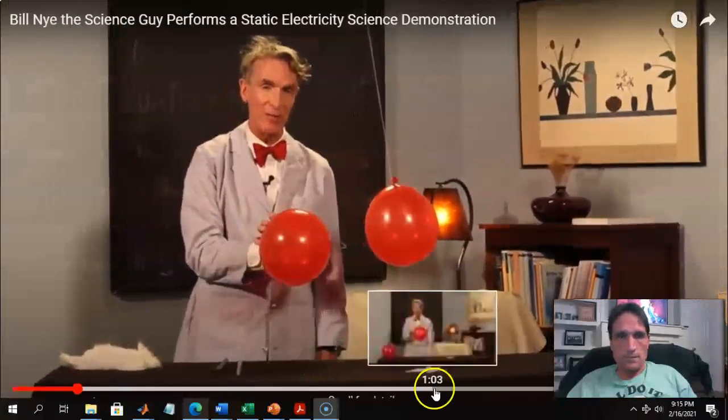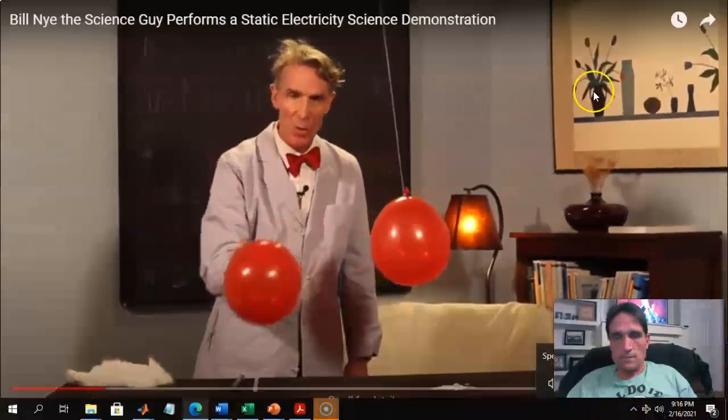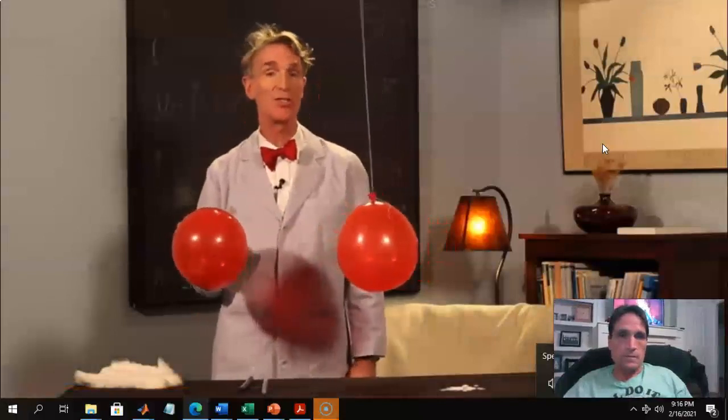Hanging by a string. There's an invisible field pushing the two balloons apart. When you rub the balloon on your hair, you're transferring electrons from your hair onto the surface of the balloon. Now, the balloon's made of rubber. Electrons don't flow through it the way they do through a metal wire. Instead, they stay on the surface of the rubber. We use the word static electricity, which means electricity that stays.